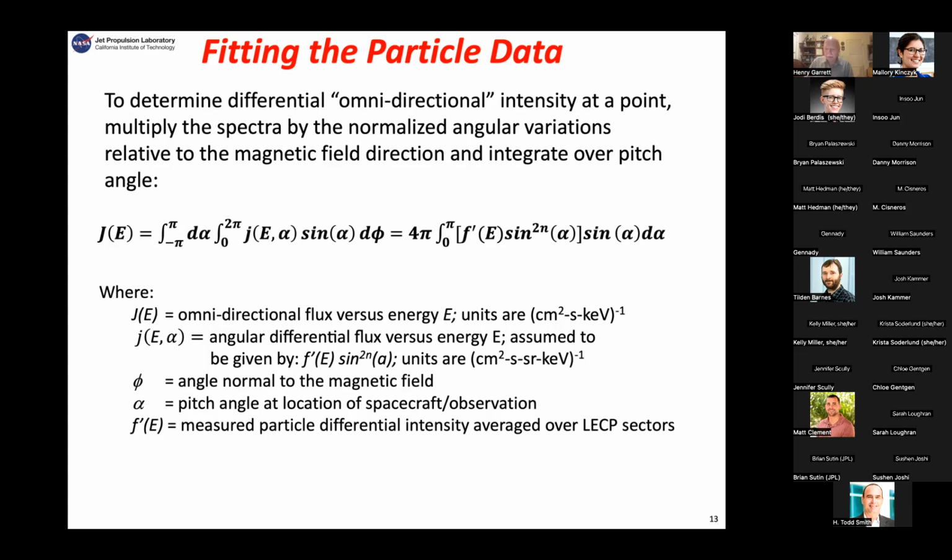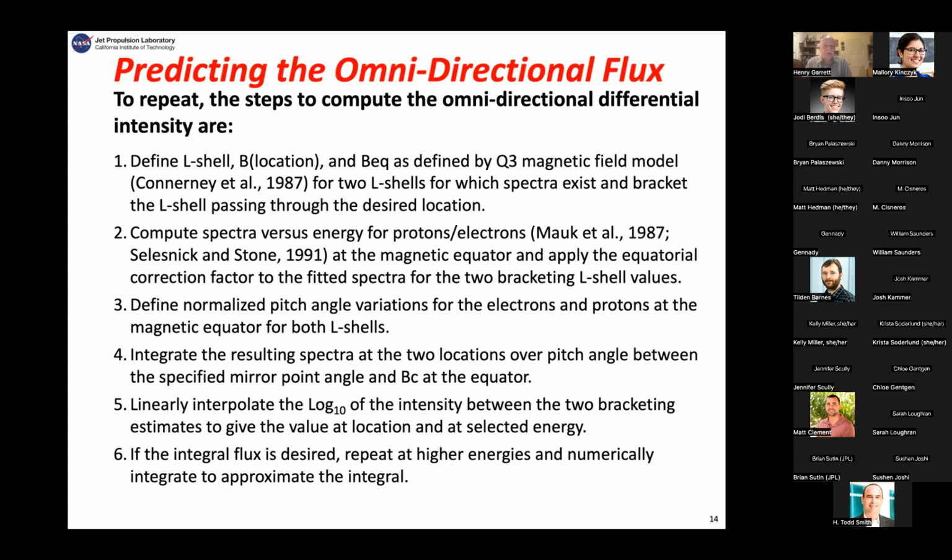I think everybody realized that's the standard equation at that location. Given the pitch angle distribution, you can determine the flux, the omnidirectional flux. So to repeat, these are the steps. We define as a function of L shell, B location, B equator, and the B critical at the top of the atmosphere. So we only integrate up to where the particles that were absorbed in the atmosphere were lost, and use the Q3 magnetic field model with the corrections.